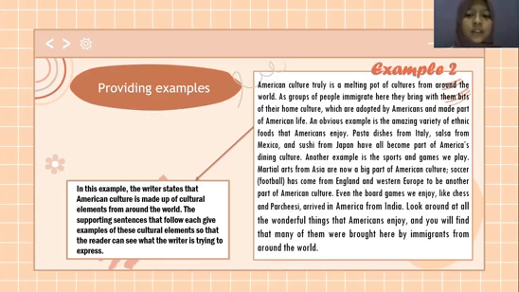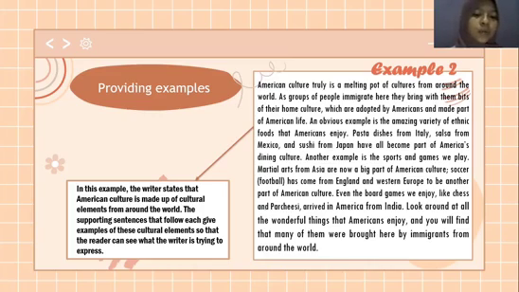Another example is the sports and games we play. Martial arts from Asia are now a big part of American culture. Soccer, or football, has come from England and Western Europe to be another part of American culture. Even the board games we enjoy, like chess and parcheesi, arrived in America from India. Look around at all the wonderful things that Americans enjoy, and you will find that many of them were brought here by immigrants from around the world.